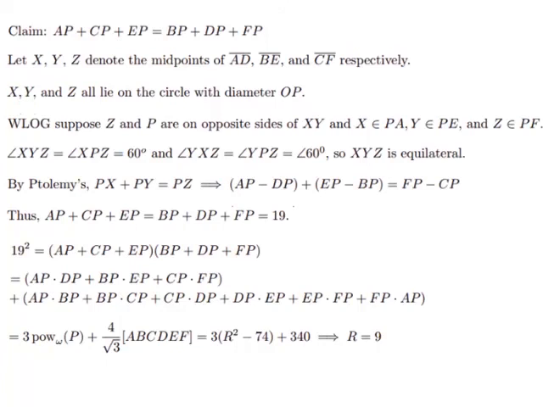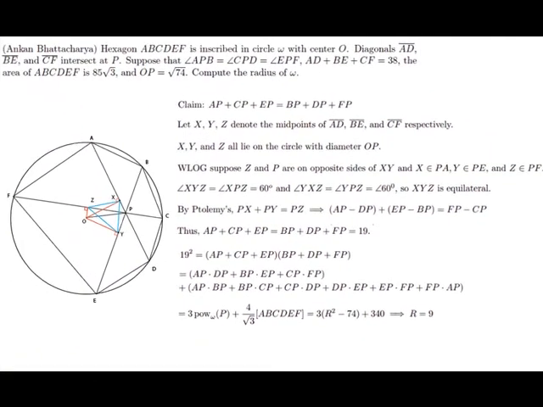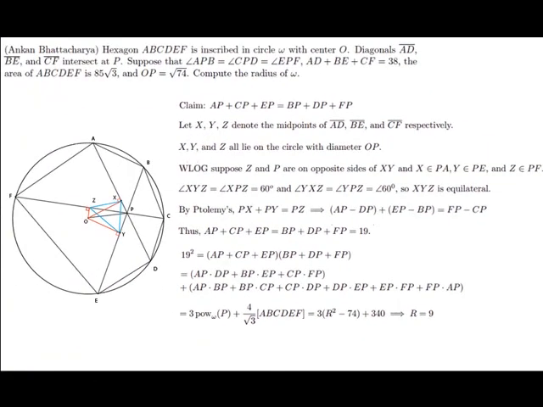And if we simplify this expression, then we have 3 times the power of the point P, which is equal to r squared minus 74, since OP has length √74. And the 4 over √3 times the area of the hexagon would be 340. And this expression is equal to 361, which is 19 squared. And simplifying this, we get r squared equals 81, which means r is equal to 9. So therefore we have that the radius is equal to 9.